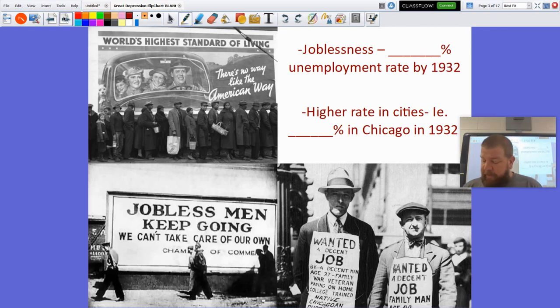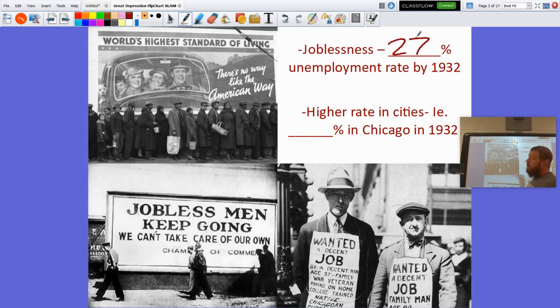The Great Recession that happened at the end of the Bush presidency, 2006, 7, and 8, I think the unemployment numbers got to like 11 or 12%, maybe even a little higher than that, 13%. I mean, just terrible. Well, the joblessness rate by 1932, which is the end of Herbert Hoover's presidency, are you ready for this? 27%. That means for every 100 people that wanted a job, almost 30 of them could not find a job.